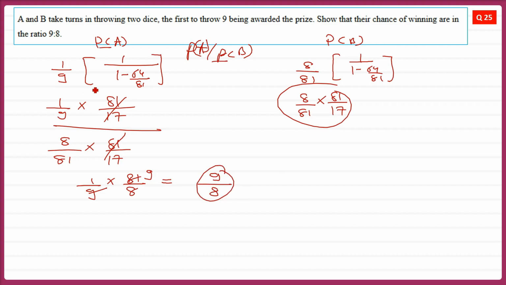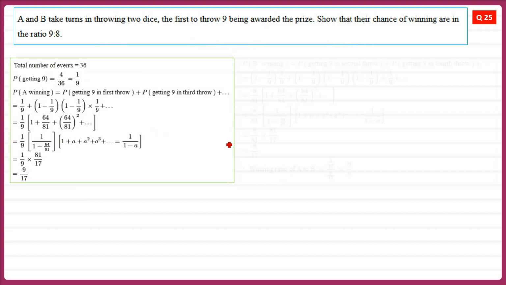Alright, PA and PB are separately computed. We divided them, and when we divided them, 9 by 8, 9 is to 8 has to come. And this is nothing but 9:8. So this was a good question.